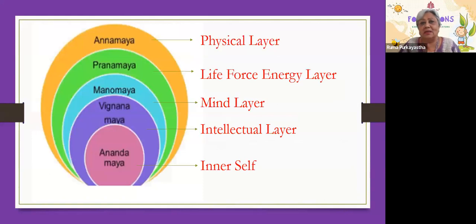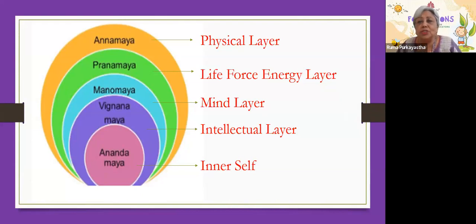Now, what are these layers? We have the physical layer, which is the Annamaya, the life force energy layer, which is the Pranamaya, the Manomaya, which is to do with our mind, the Vijnanamaya layer, which is to do with our intellectual development, and the Anandamaya, which is the inner self. This is very simple, and I'm sure all of you understand the basic thing. So there's nothing to get flustered over what the Panchakosha is. As individuals, we all know that we have these 5 layers.